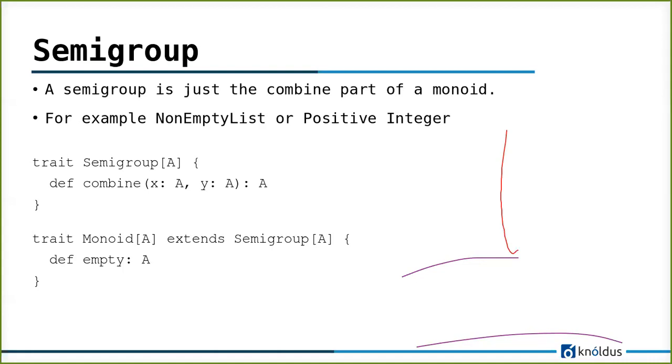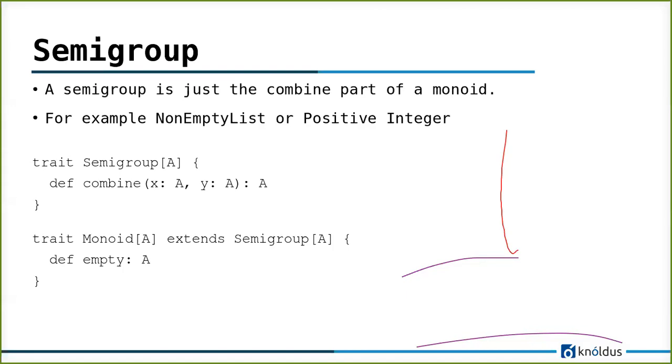To be monoid, it should yield empty as a zero. But since in semigroup we don't have zero, that is the empty method is not defined. So positive integers will lie in semigroup, but not in monoids. If you see the type class for semigroups, there is a method combine, which combines two values. In the case of integer, it will add. Otherwise, it will concatenate in the case of string.